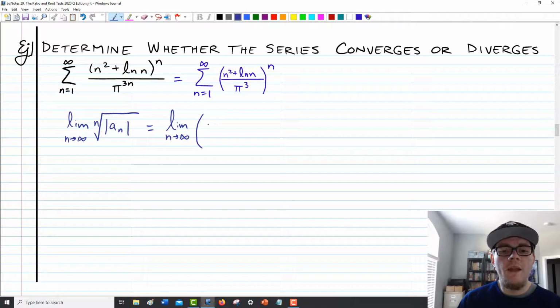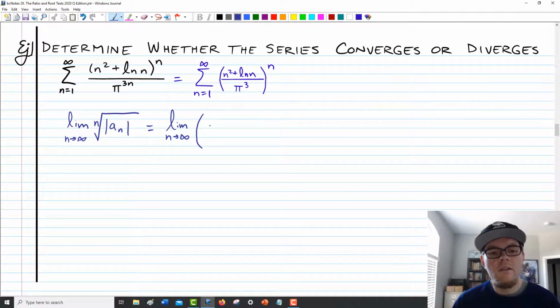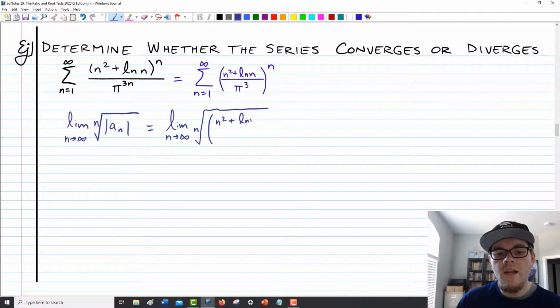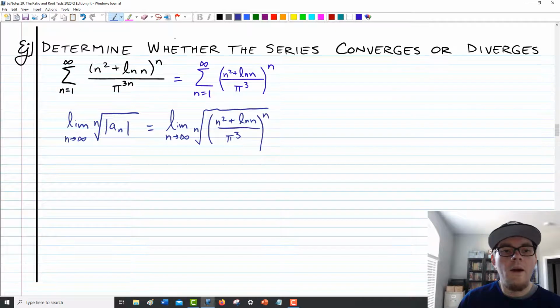What I'm going to do is write this entire thing using the radical. What the heck, I'll use the radical. I want to talk about the nth root of this expression, which amounts to (n squared plus natural log of n) divided by pi to the third power, all to the nth power. That's just an ugly parenthesis. I can do better. There we go.